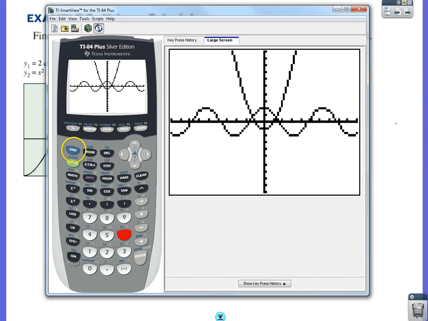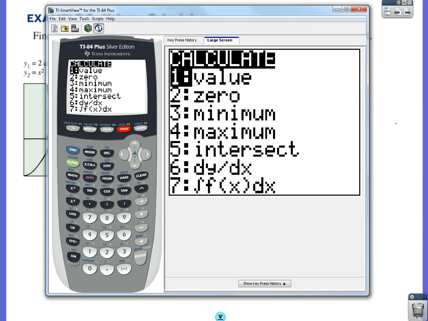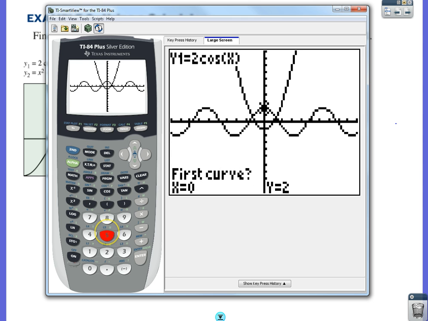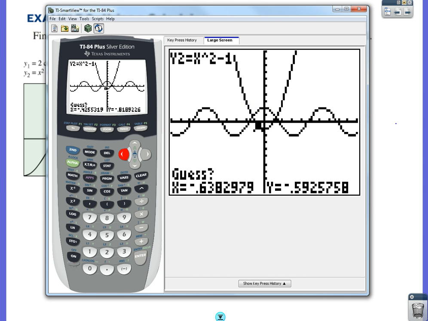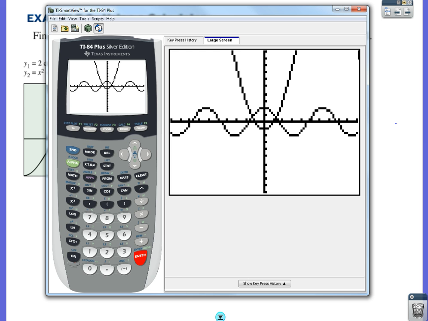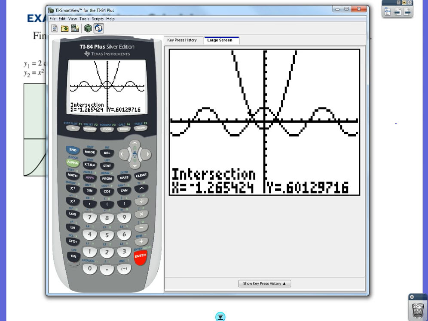So let's go find that first intersection point. I'm going to press second, trace, and calculate an intersection, number 5. It's going to ask me what's my first curve, and it's telling me 2 cosine x. Yeah, that's the first one I want. Your second curve, x squared minus 1, yep. And then your guess. There are 2 possibilities here, so let's first go to the one on the lower side, the one on the left. I click enter. There's my guess, and it gives me the intersection.